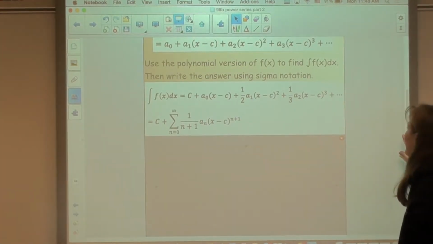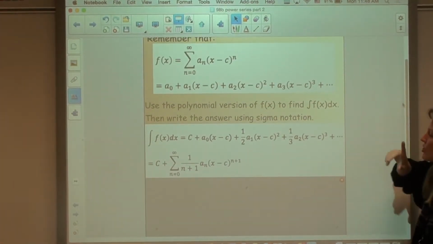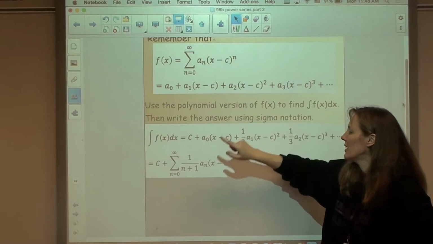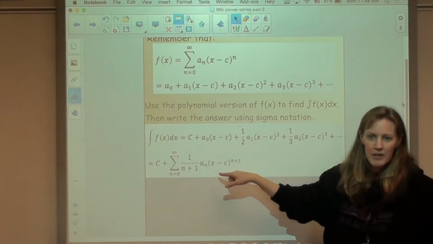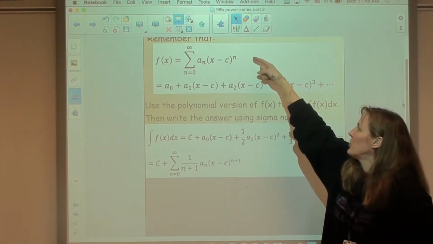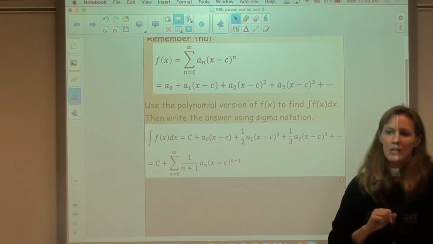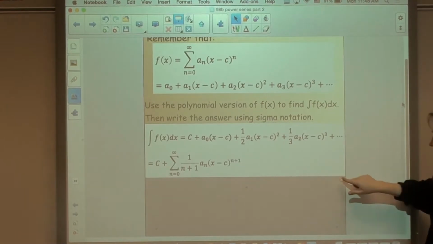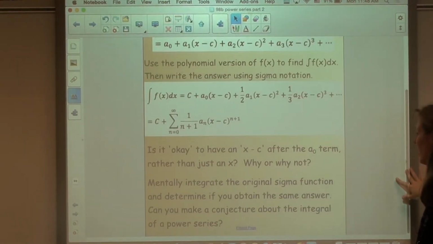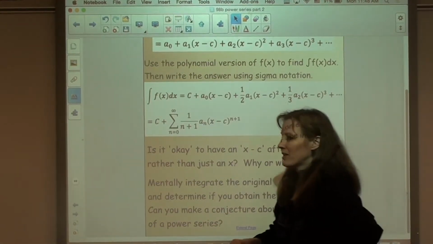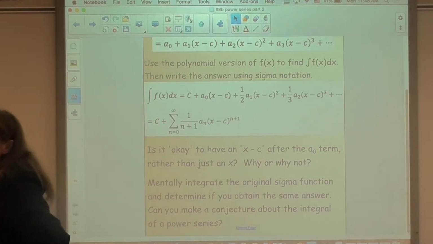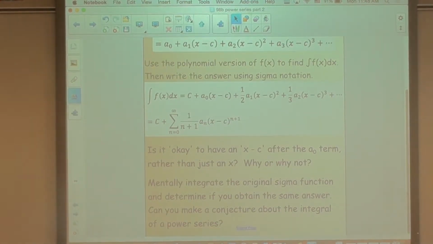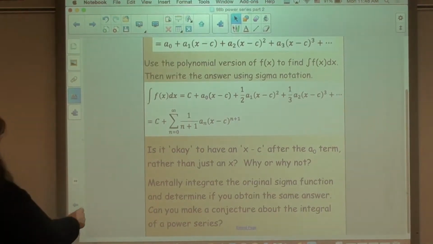Good. Hey, take a look at the original sigma, and take a look at our final sigma. Does it match if you were to integrate this? Would you end up with that? Yes, you would. All right, so yes, we're all good. So yes, conjecture about the integral of a power series: the integral of a power series is the integral of the power series, right? Okay, so it all works.